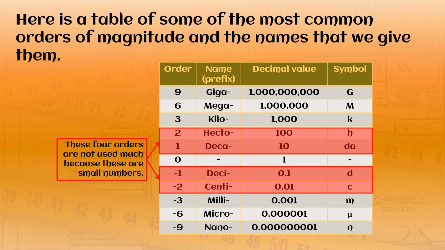But you can see the order is given as a number, and this is the orders of 10 away from 1. Deca is 1 order away from 1, but mega, 1 million, is 6 orders away from 1, and that is just the number of times you multiply by 10. Same goes on below 0, and again, each of these different orders of magnitude has its own symbol, which might be either an uppercase or a lowercase letter.